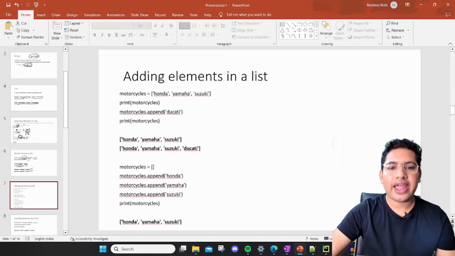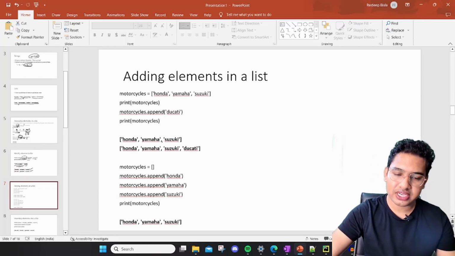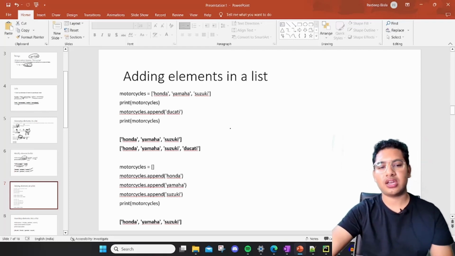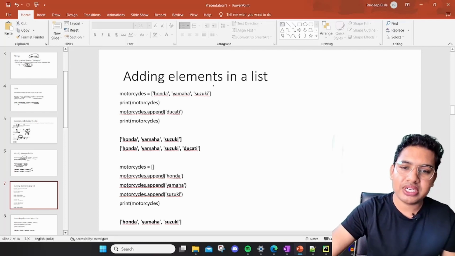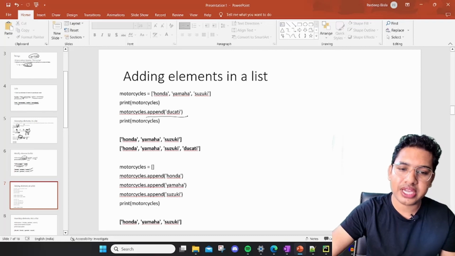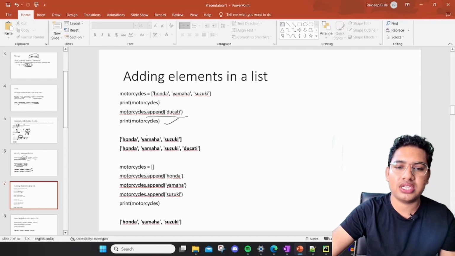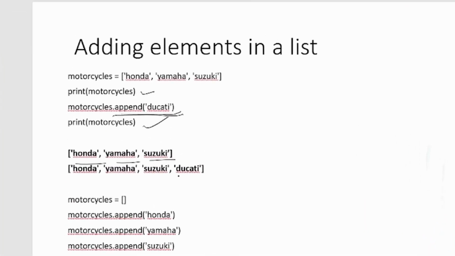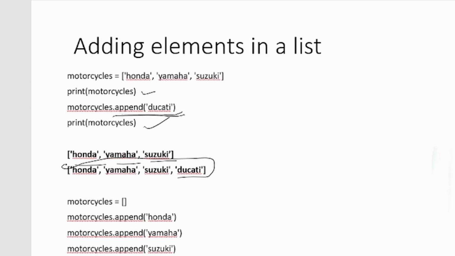Now we can add another element in the list. We have understood modification of a list, and we have understood accessing any element from that list. Now we will understand adding an element to that list. It is really simple. We have the append method which we can use to append a value to a particular list. Initially Honda, Yamaha and Suzuki were the elements in that list, and we have appended the value Ducati. So Ducati is also added in that list using this append method.